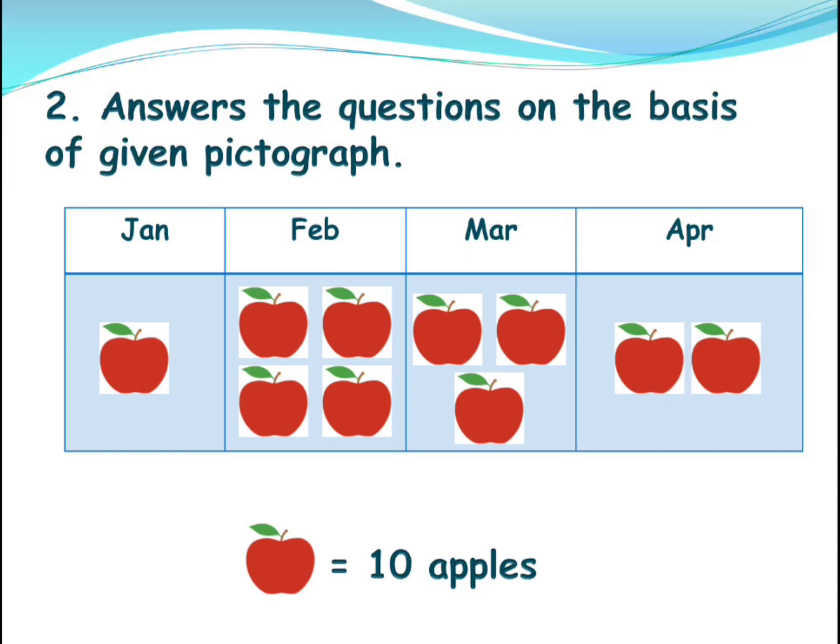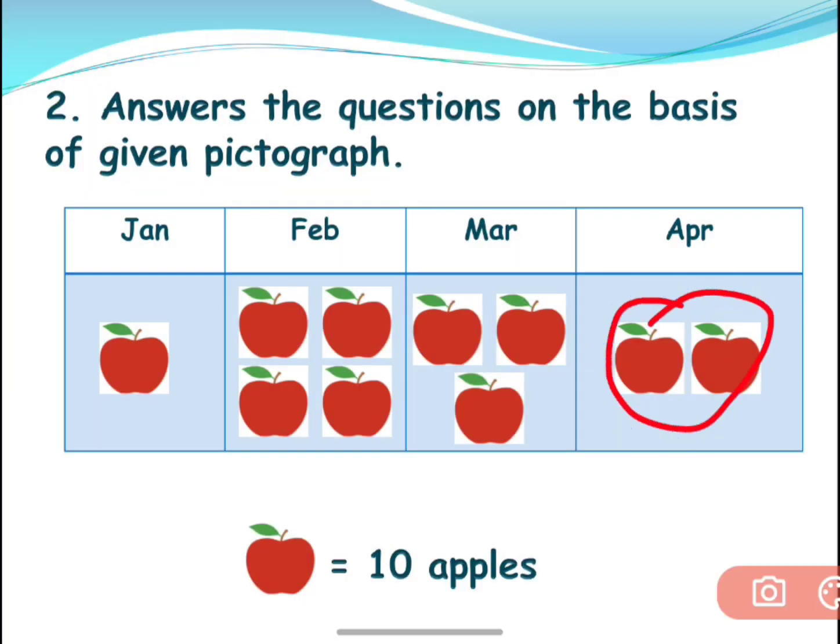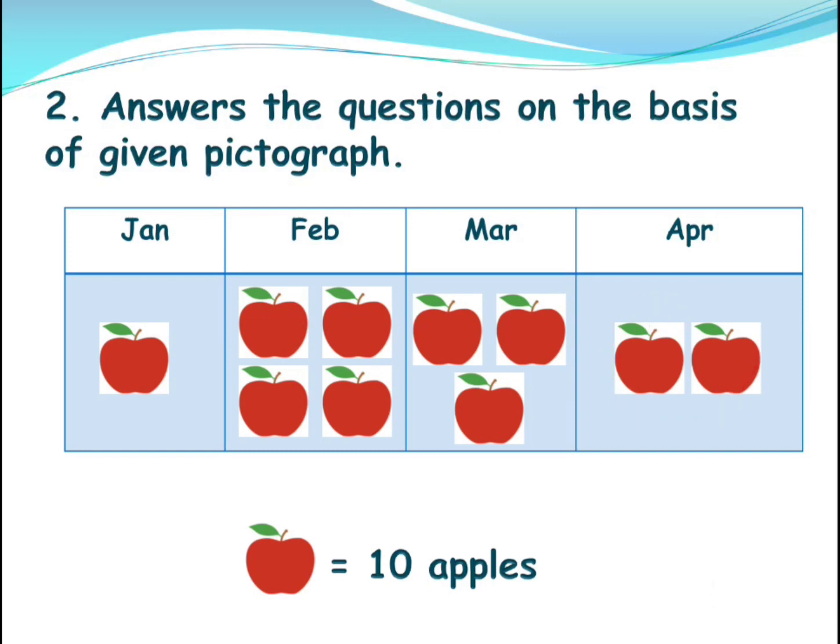Or in which month were the apples sold more? That is 40 apples in the month of February. Or they might ask you how many apples were sold in the month of April? So you will write 20 apples. In the month of April there are 2 apples here, which means 20 apples. So in April they sold 20 apples. In that way the questions might be. So, children, look at the pictograph and answer the questions.